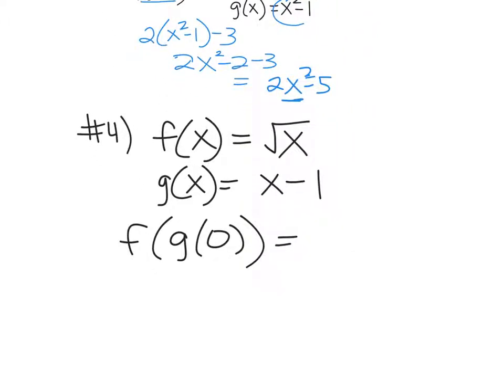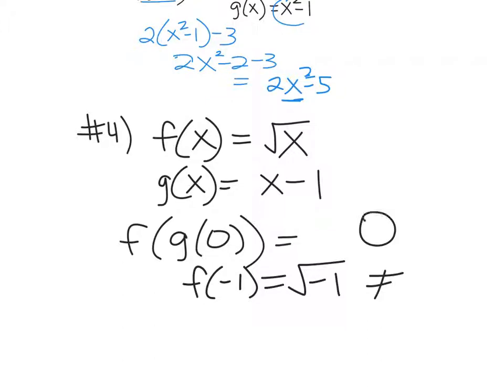You can't, right? What's g of 0? Negative 1. So then I'd have to do f of negative 1, which is the square root of negative 1, and we're not doing imaginary numbers. And so you actually get no solution for this one. Okay?